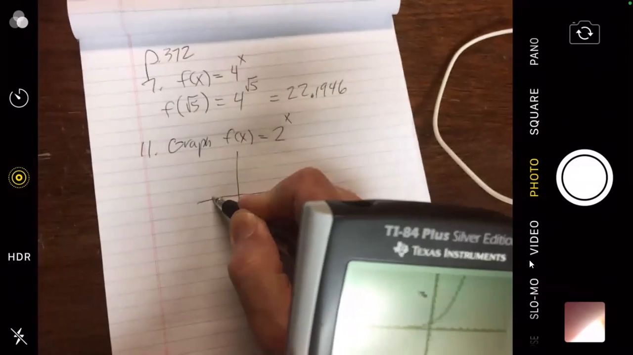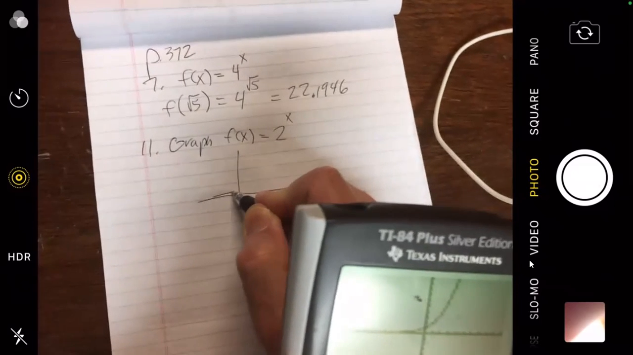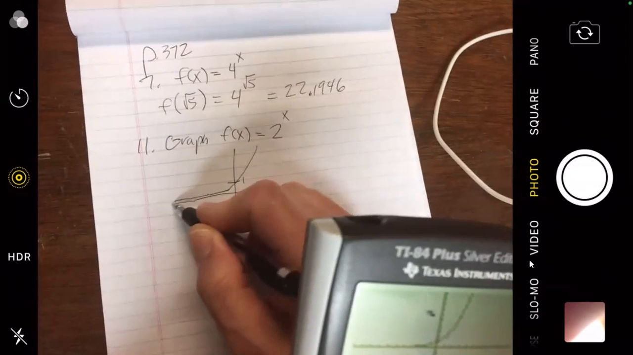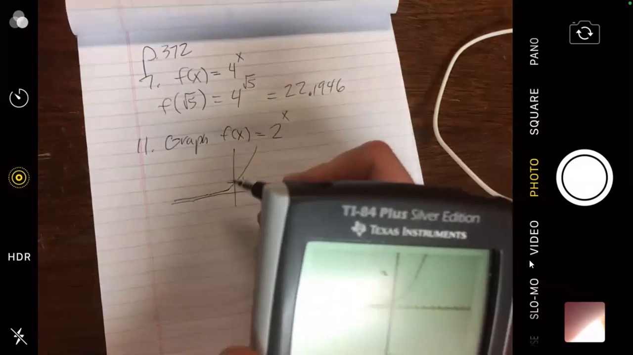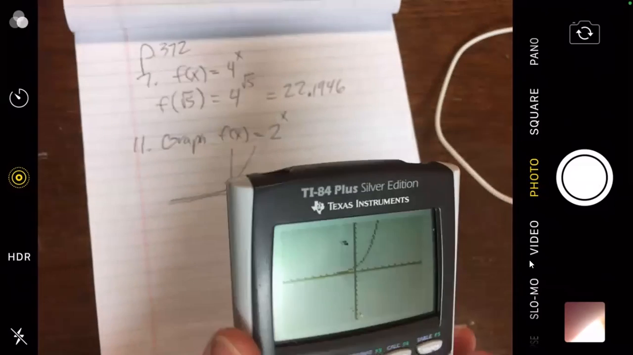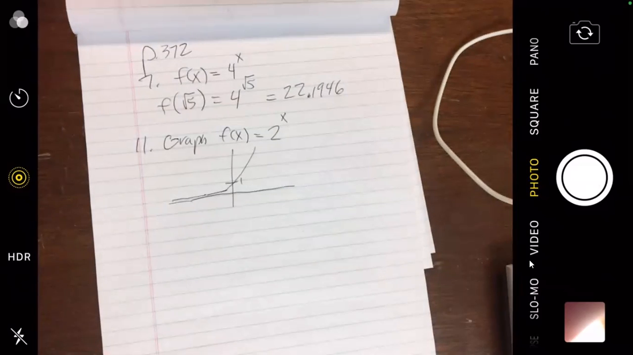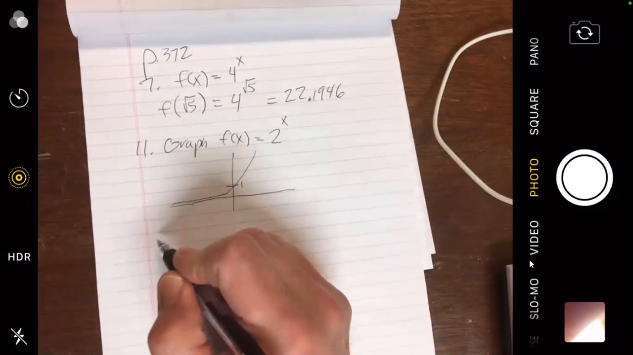It looks like it might just start right there and you go up, and then this is your 1. But it doesn't. It goes forever. The calculator, it just gets so close to the x-axis, the calculator can't show it to you. Questions about that? Okay. So then the next section of problems is 27 to 39.